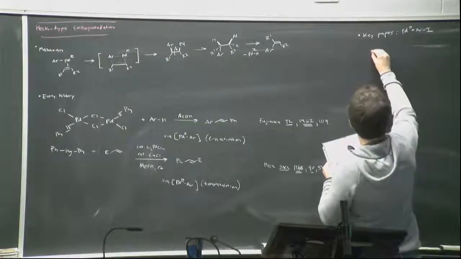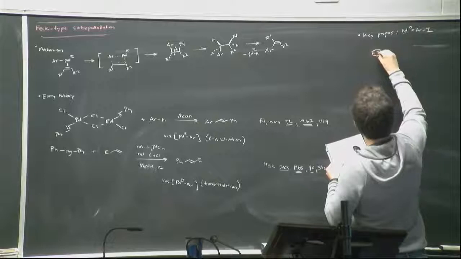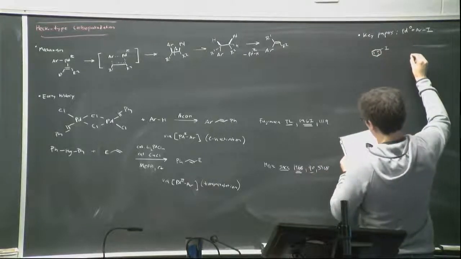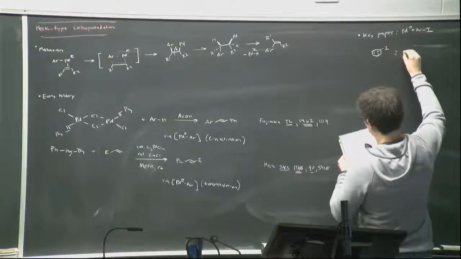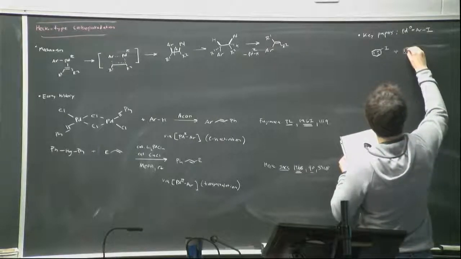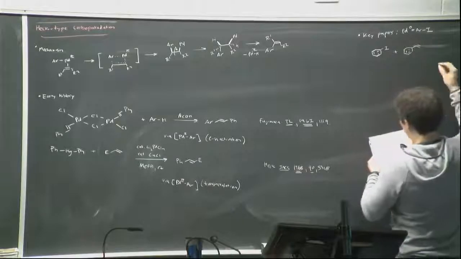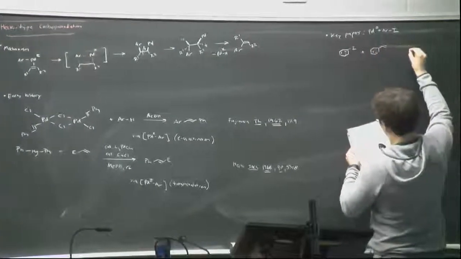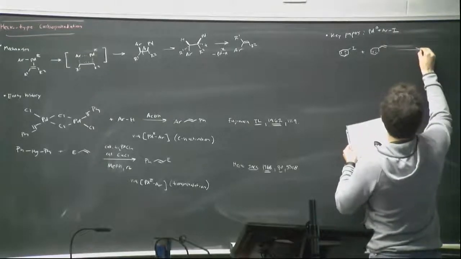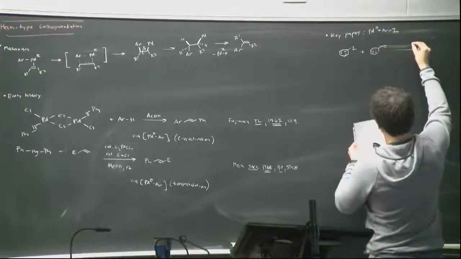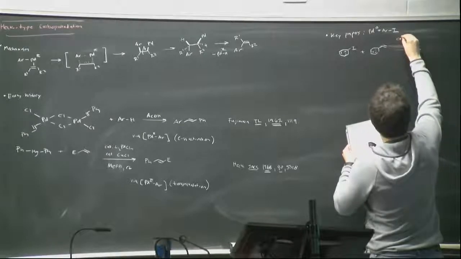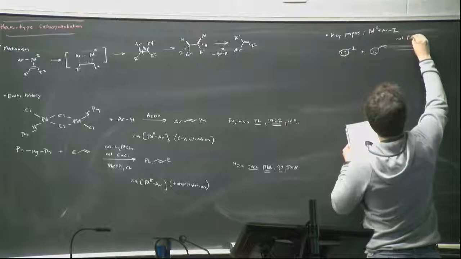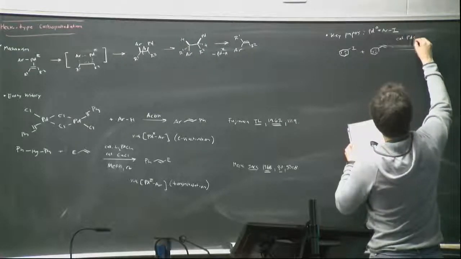And then Mizoroki in 1971 had a breakthrough paper where he switched the polarity, switching to low-valent palladium-0 and aryl iodide. So now the key aryl palladium-2 is going to be accessed via oxidative addition.